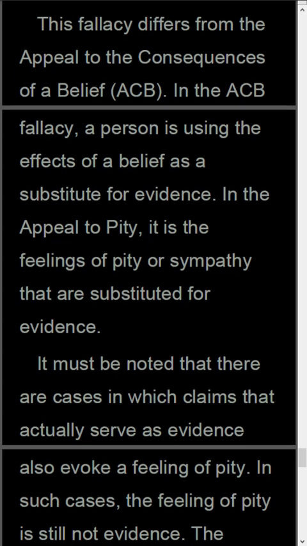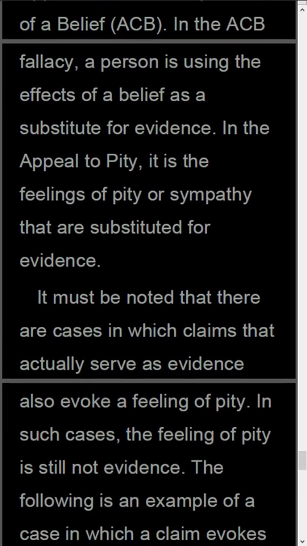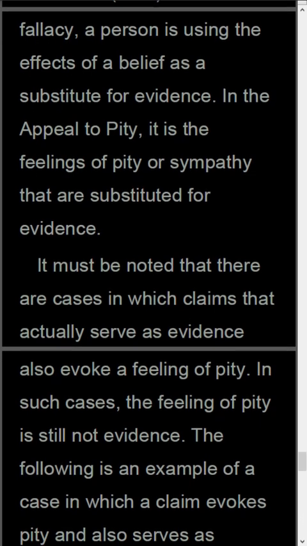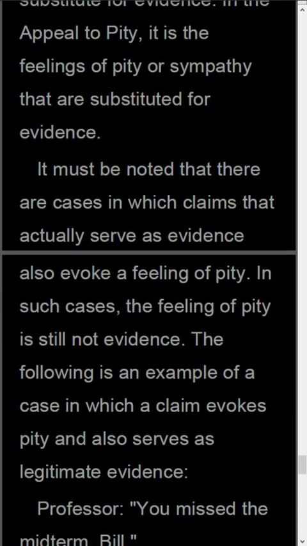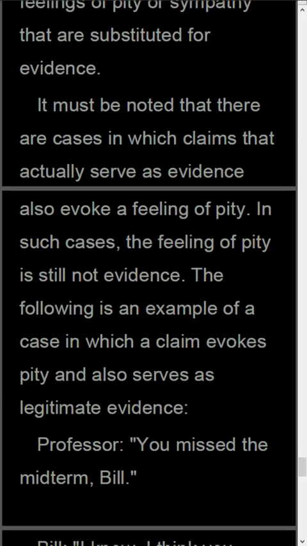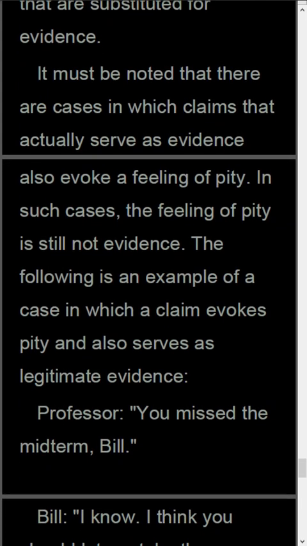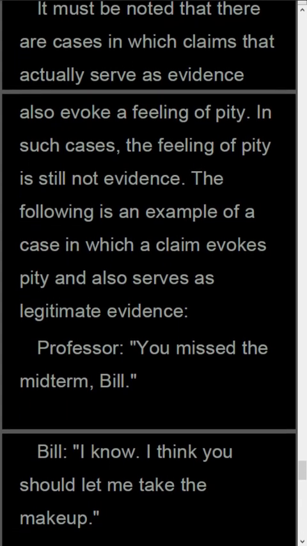This fallacy differs from the appeal to the consequences of a belief, ACB. In the ACB fallacy, a person is using the effects of a belief as a substitute for evidence. In the appeal to pity, it is the feelings of pity or sympathy that are substituted for evidence. It must be noted that there are cases in which claims that actually serve as evidence also evoke a feeling of pity. In such cases, the feeling of pity is still not evidence. The following is an example of a case in which a claim evokes pity and also serves as legitimate evidence.